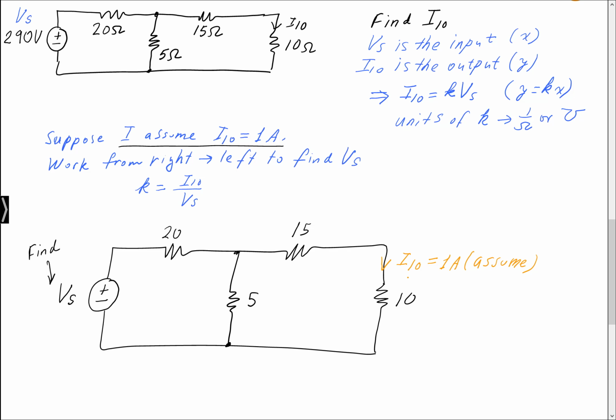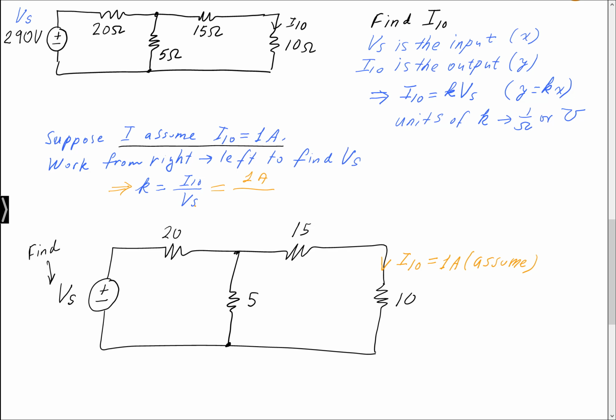All right, so again, now we're going to work from right to left and find Vs. The point about all this is that we really want to find K. K is I10 over Vs, and I know what I10 is, because I'm assuming it: it's 1 amp. So it just comes down to finding what Vs is. Let's work that through.